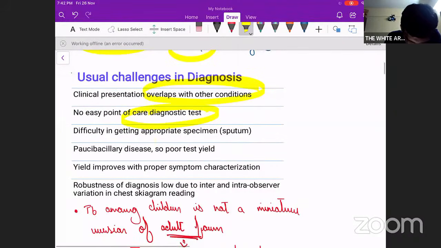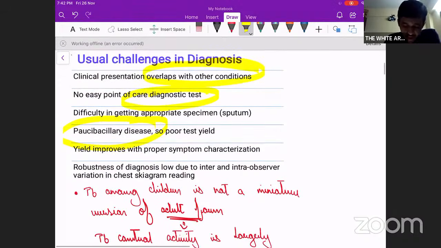Then, when compared to adults, wherein there is a nice cavity lesion, whatever sputum they put out is from the cavity containing a lot of bacteria. That is not the condition in children. So it is possibly the nature of the disease. Even if we take out the expectorated sputum, we might not end up getting the bacteria. So there is poor yield, and yield improves if there is proper symptom characterization.